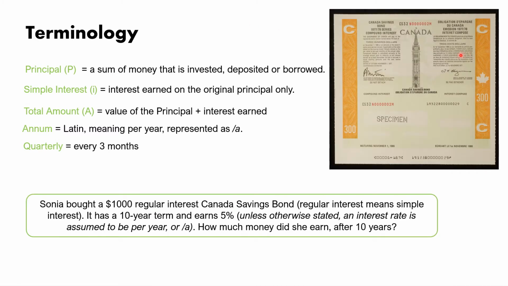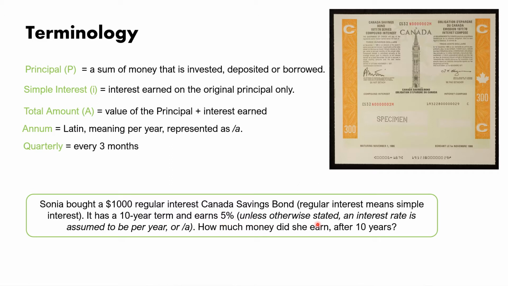So here's the Canada Savings Bond. The question we're going to talk about here is: Sonia bought a $1,000 regular interest Canada Savings Bond. And regular interest means simple interest, which is our topic today. It has a 10-year term. That means she has to leave her $1,000 in there for 10 years, and it's going to earn 5%.